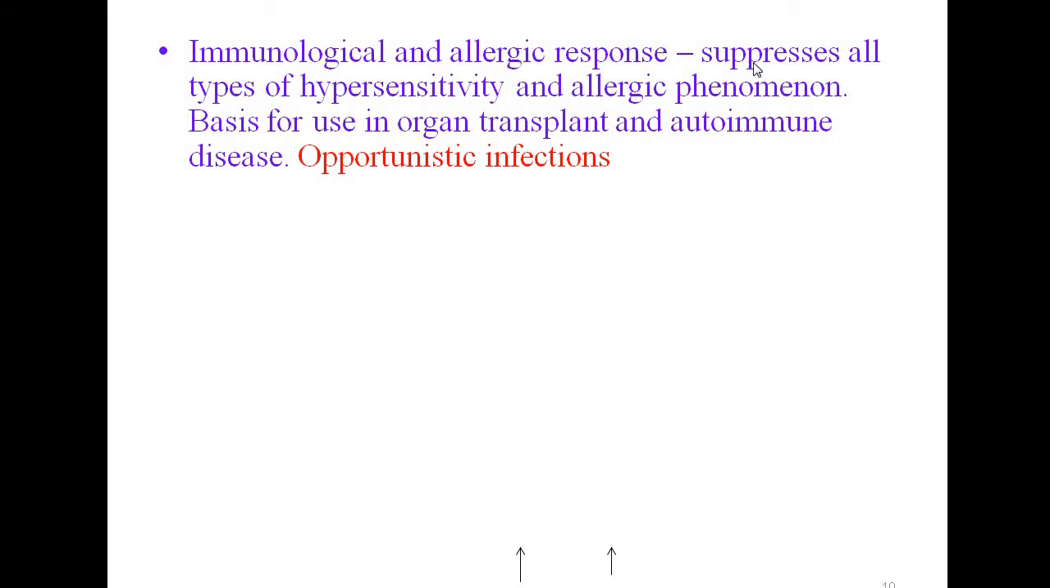Corticosteroids suppress all types of hypersensitivity and allergic phenomena. So there is immunosuppression and reduction in allergic response. This is the basis for use of corticosteroids in organ transplant rejection prevention and in the treatment of autoimmune diseases. Now, because immunity is suppressed, the adverse effect is opportunistic infections.